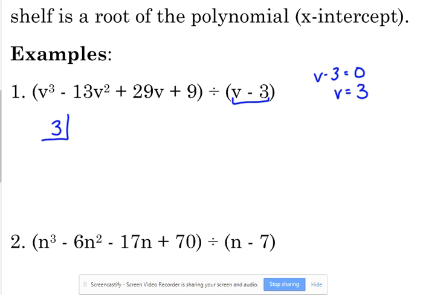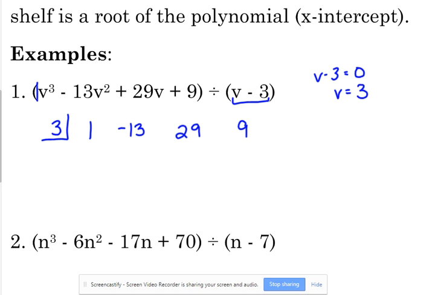Then we list the coefficients of our polynomial. So v cubed doesn't have a coefficient. It's understood to be 1. Then -13, 29, and 9. It's very important to make sure that those are listed in standard form. So you go from highest exponent down to a constant term. If anything is missing, say for example, we didn't have 29v, you have to put a 0 as a placeholder. Okay, say the 29v was missing, then we would have a 0 where the 29 is. You have to do that, or else it throws off your whole problem.